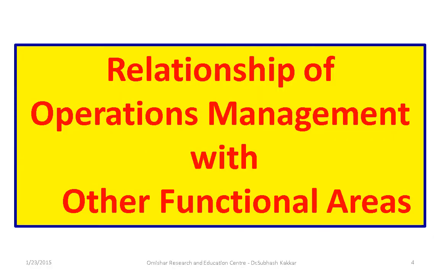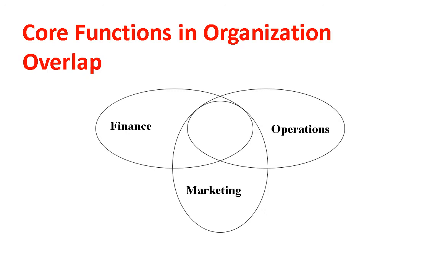The topic of today's lecture is the relationship of operations management with other functional areas. The core functions in any organization are finance, marketing, and operations. These three primary functions and other support functions in a company must work in a team manner if the total organization is to achieve its full potential.